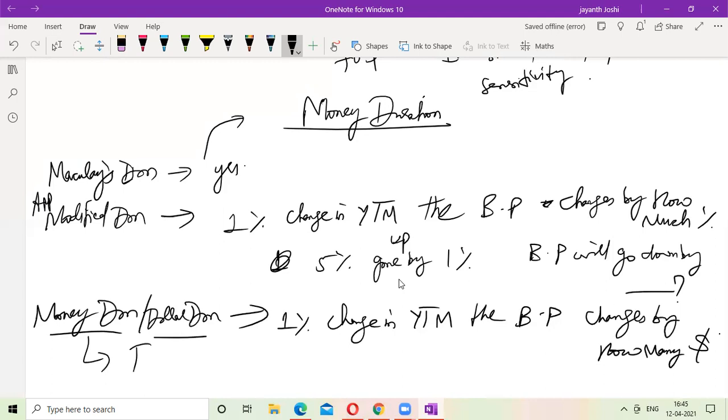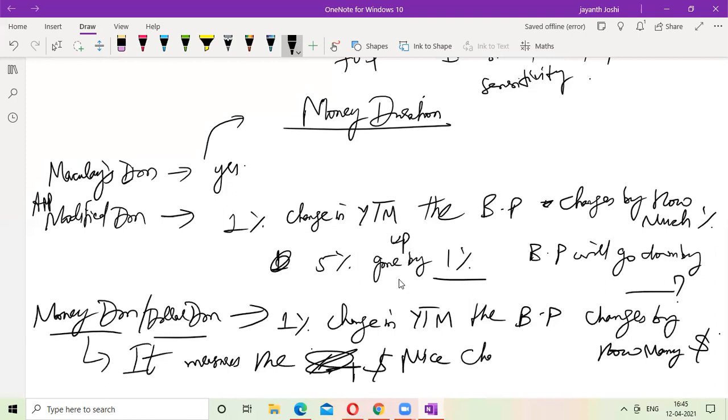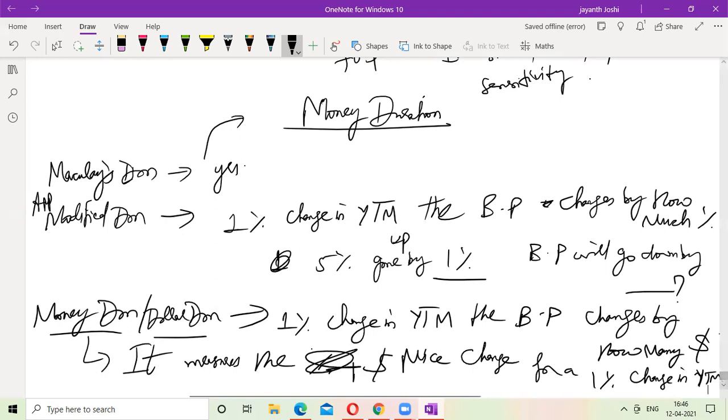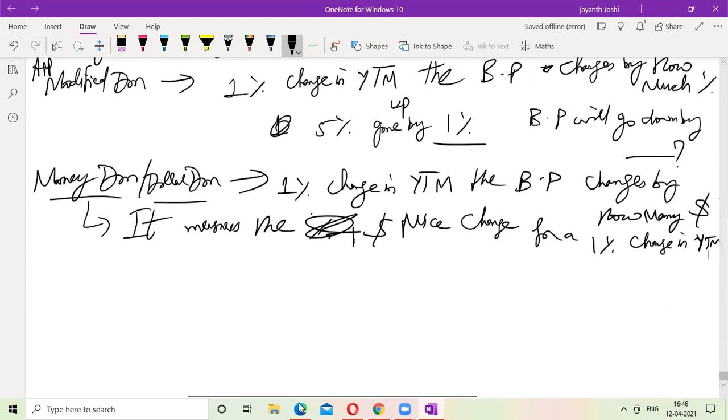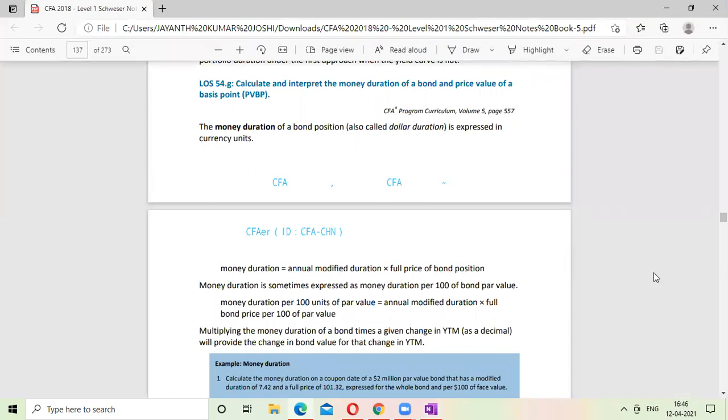Okay, I'm writing a point. It measures the dollar price change. मतलब कुछ भी नहीं है, अगर 1% YTM बढ़ता है तो आपका बॉन्ड कितने डॉलर से, यहां पर परसेंटेज था, अब हम डॉलर्स यूज कर रहे हैं, कितने डॉलर से गिरेगा, दैट्स इट. It measures the dollar price change for a 1% change in yield. अगर आपका यील्ड बढ़ता है तो बॉन्ड गिरेगा कितने डॉलर से, अगर आपका यील्ड गिरता है तो बॉन्ड इंक्रीज होगा कितने डॉलर से. Okay, so let's finish the money duration and move to the price value of basis point.